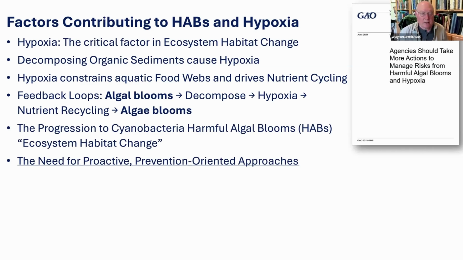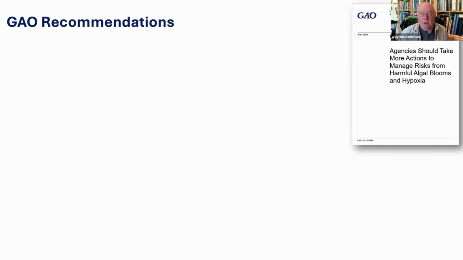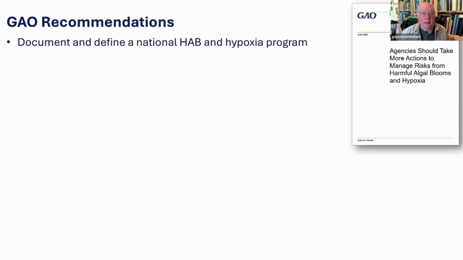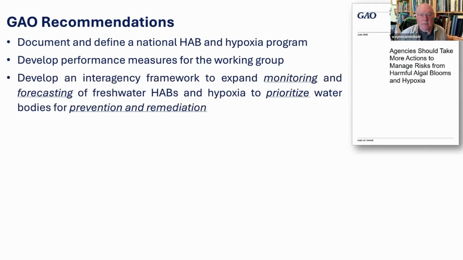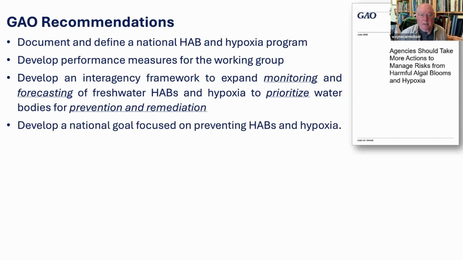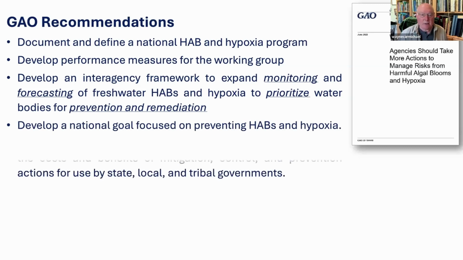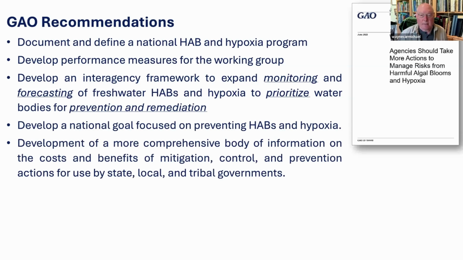And as you can imagine, that emphasizes the need for proactive, prevention-oriented approaches. And GAO admits they recommend that. They document and define a national HAB and hypoxia program. They recommend developing those performance measures, an interagency framework for monitoring and forecasting that prioritizes water bodies for prevention and remediation, developing a national goal focused on preventing HABs and hypoxia, and a more comprehensive body of information on the costs and benefits. Costs and benefits inform the better methods you can use for mitigation and control and prevention.